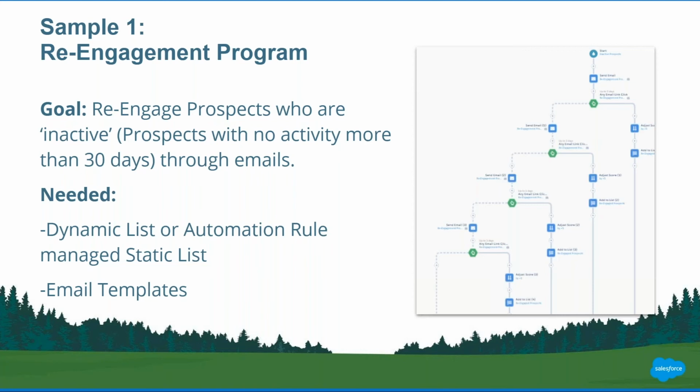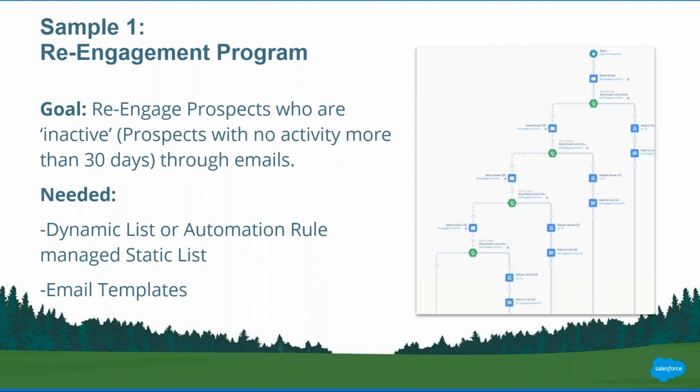So if you're going to do something similar to this, what you're going to need is either a dynamic list that gets all prospects that have not had any activity in the last 30 days, or you could have an automation rule apply a tag to prospects that did not have any activity with any of your Pardot content in the last 30 days. And then you apply a tag to them that says this prospect is inactive. And then you have a dynamic list that listens for any prospect that has that tag.